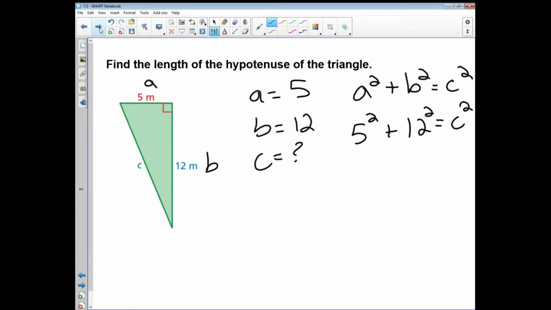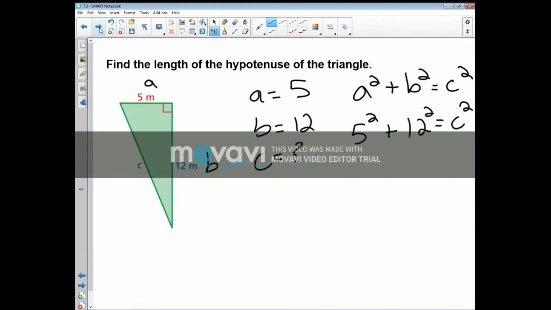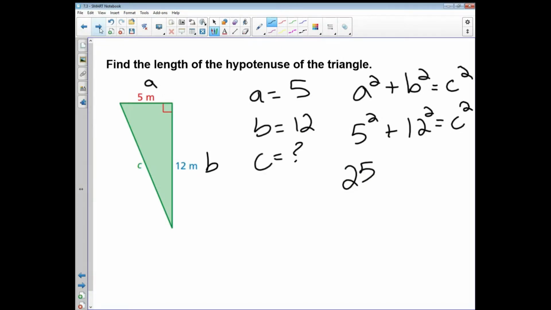Now we're going to square them. Okay, so you do 5 squared. The reason why we square them first, again, is because the order of operations says exponents come first. So don't add 5 and 12. We're going to do the exponents first, then we're going to add them. So 5 squared is 25, and then 12 squared is 144. So you got 25 plus 144, that's going to equal c squared.